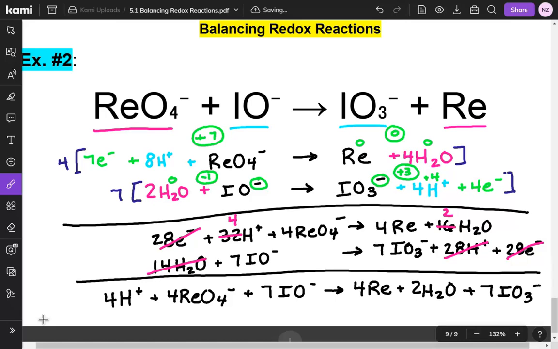Wow, that was a lot of work, but it was fun. You have to admit, that was fun. All right, so that is how the balancing works when you have acidic solutions and you're balancing a redox reaction.